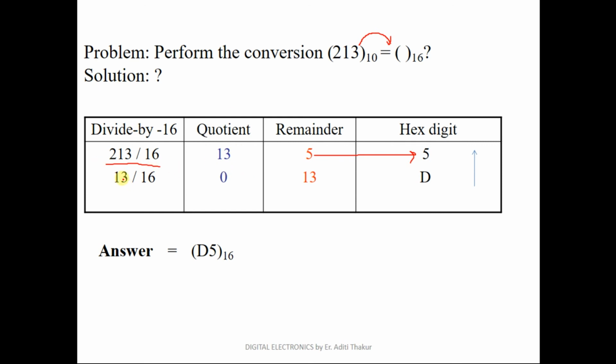Now further, if we divide this 13 by 16, the quotient will be 0 and the remainder will be 13. In hex, 13 is not a digit symbol; the equivalent of 13 is the symbol D, so 13 comes out as D. We write the result from bottom to top, so your answer will be D5 in hex. So the representation of decimal 213 is D5 in hex.